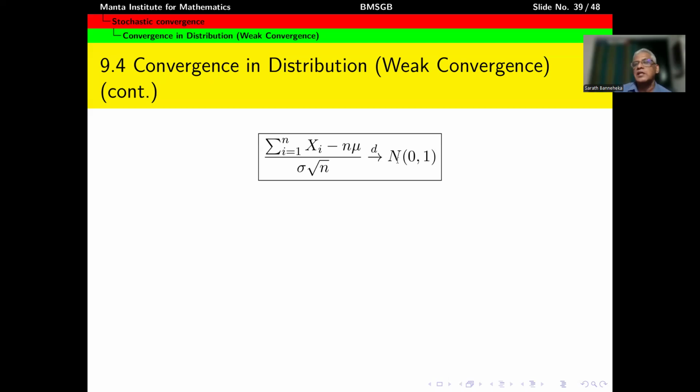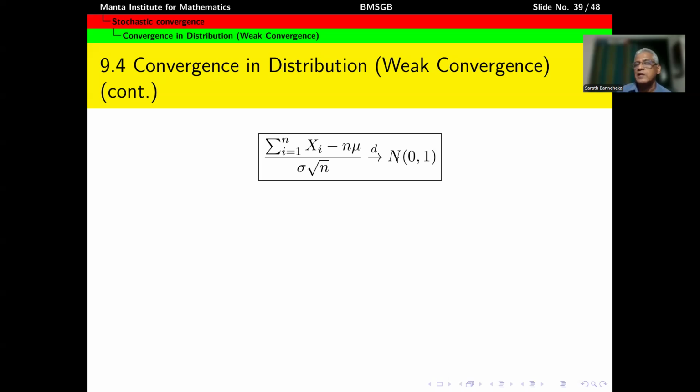But of course, practically, we don't have situations where n is infinite. What we are applying it for is actually when n is large. So according to the theorem, when n goes to infinity, the standardized sample mean will have a standard normal distribution. But practically, what we take is, when n is large, the standardized sample mean will be approximately normally distributed.